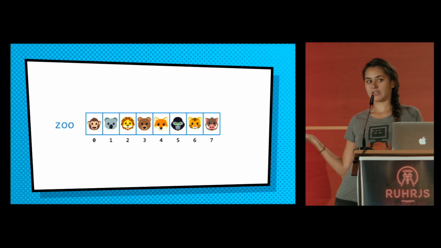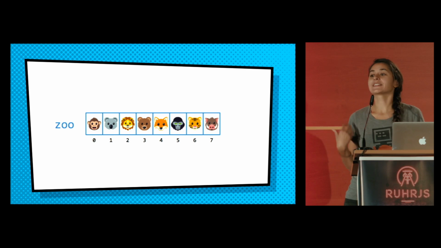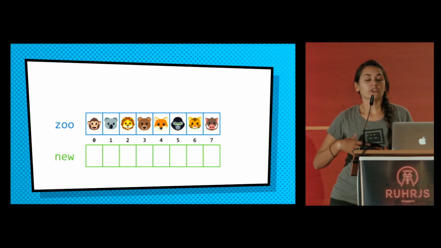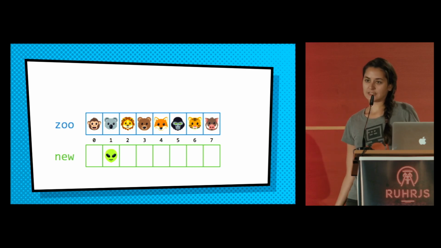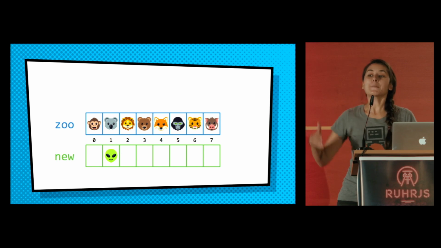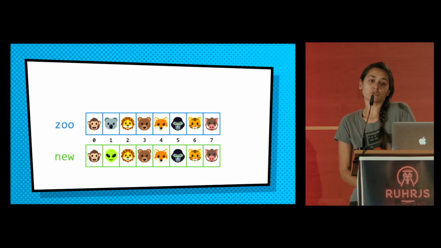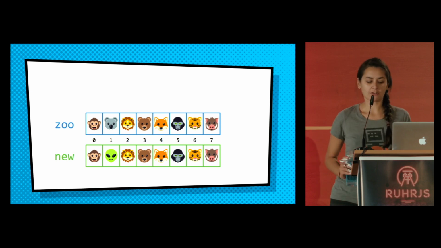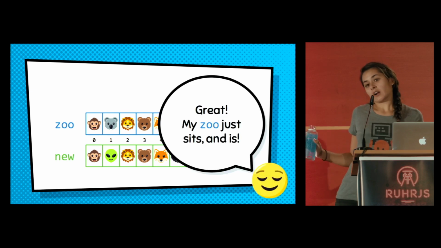Okay, so immutable data, once I've put it there, it's not going anywhere. And in an immutable world, if I had a zoo that I created, once I've created it, I can't change it. So if I want a new zoo that has an alien in it, I would have to create a new array. I would have to insert my alien into the new array, and then copy over all of the other values, all of the other animals that I don't want to change, I don't want to update in my array. So this is cool because my coworker is now happy.